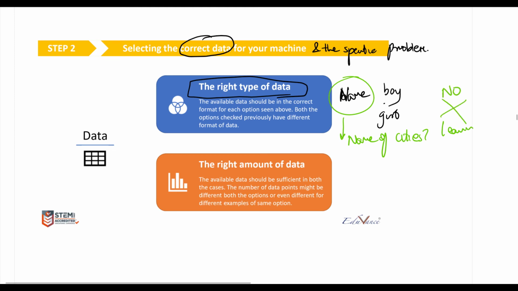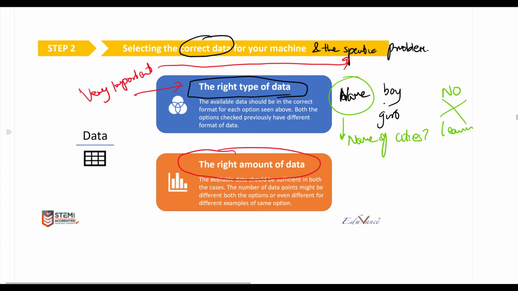So giving the right type of data is very important, and the type of data depends on the specific problem statement. Please understand this. So step 2, the first part is to understand that are we giving the right type of data, and the second important thing is, are we giving the right amount of data? Now the question is, what is the right amount? No one knows. So you have to keep trying with your machine until you get it right.